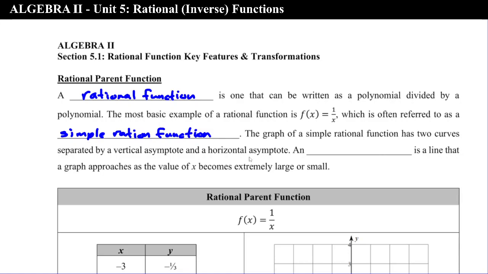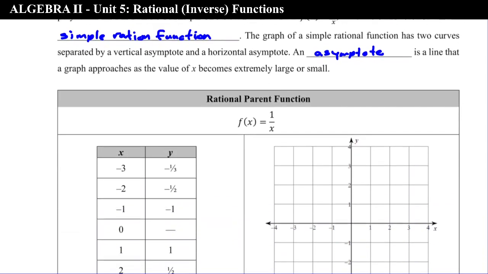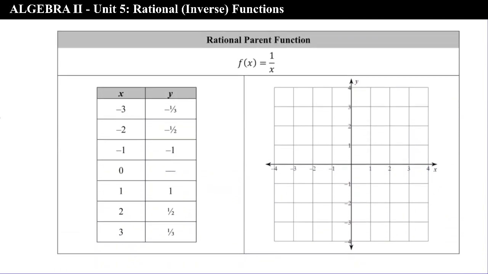The graph of a simple rational function has two curves separated by a vertical asymptote and a horizontal asymptote. So this may bring you to the question, what is an asymptote? An asymptote is a line that a graph approaches as the value of x becomes extremely large or small. And you'll clearly see that as we start to do some examples. So let's talk about the rational parent function and what that looks like.